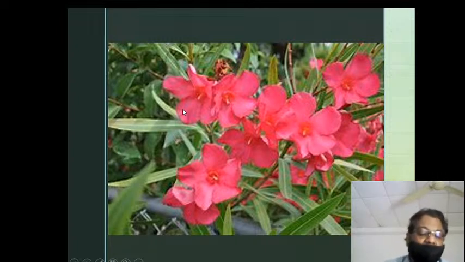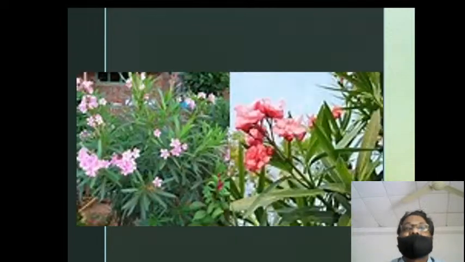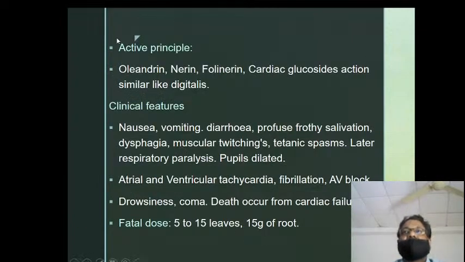It also produces cardiac failure and death. Coming to the active principles: oleandrin, nerin, folinerin. They are all cardiac glycosides. Their action is similar to digitalis. Action is almost similar to digitalis.